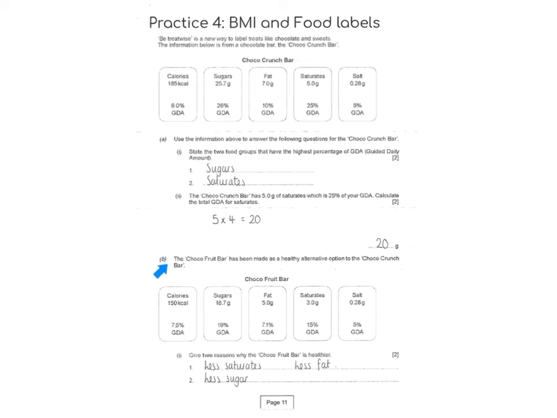The Cocoa Fruit Bar has been made as a healthy alternative option to the Cocoa Crunch Bar. Give two reasons why the chocolate fruit bar is healthier. It's because it has less fat and less sugars. Calculate the total number of calories in 2 cocoa fruit bars. Well, in 1, there's 150 calories, and so in 2, there's going to be 300 calories.